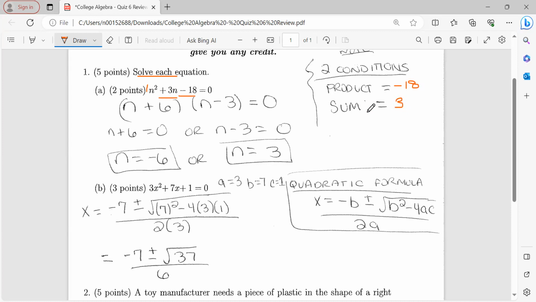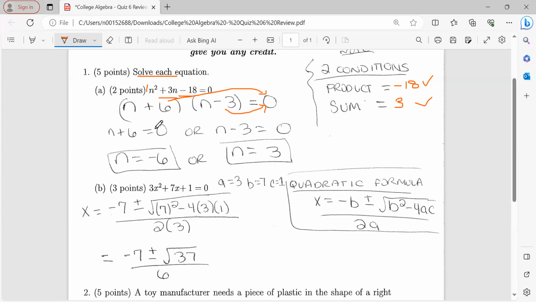And the 2 numbers that we used are positive 6 and negative 3. When we multiply these 2 numbers together, we get negative 18. So that checks out. And when we add them, we get positive 3. So we factor using n plus 6 times n minus 3. And to solve, we set both of these factors equal to 0 and simplify.